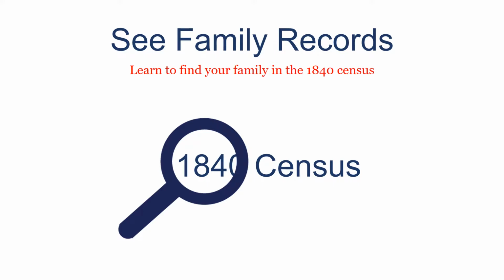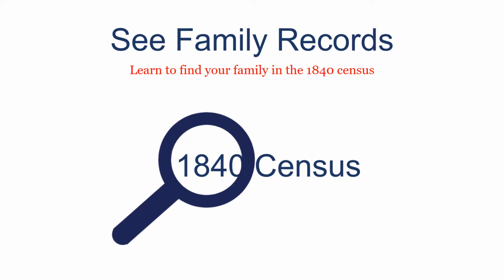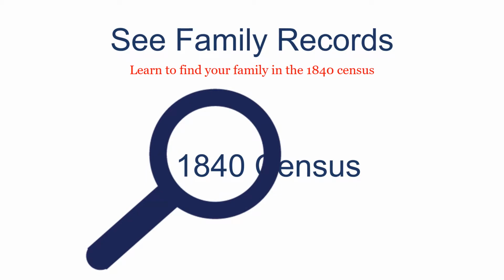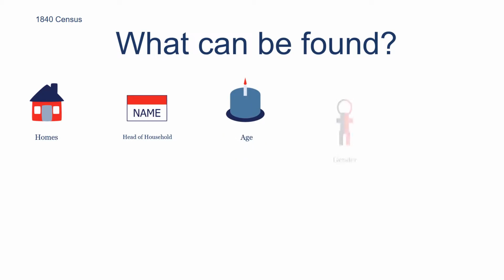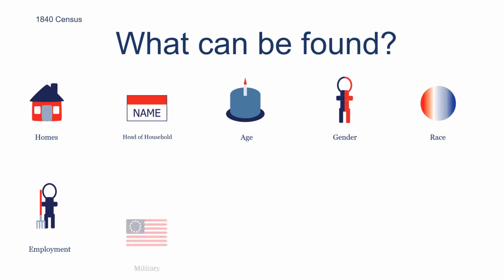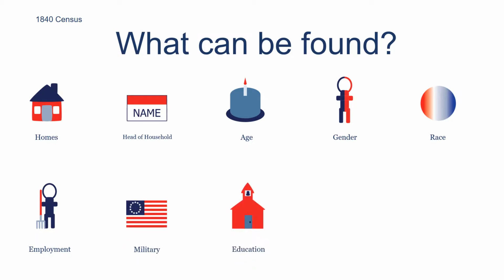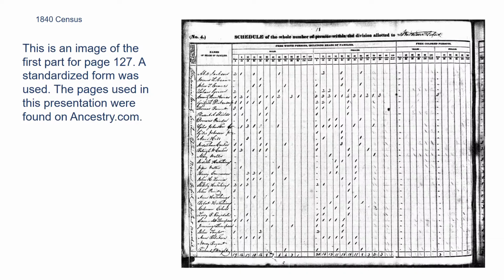See Family Records. Learn to find your family in the 1840 census. What can be found? Homes, head of household, age, gender, race, employment, military, education, health, and slaves.